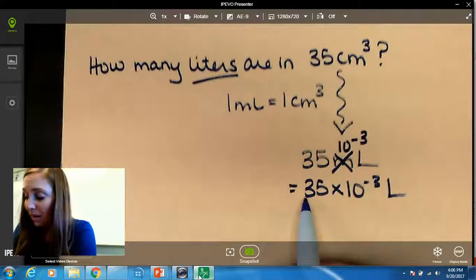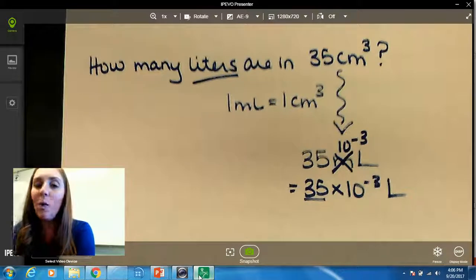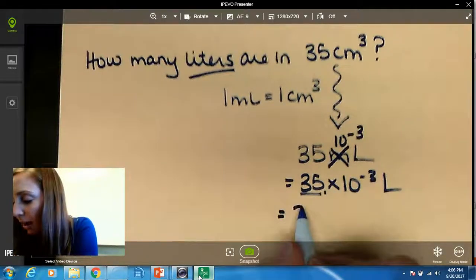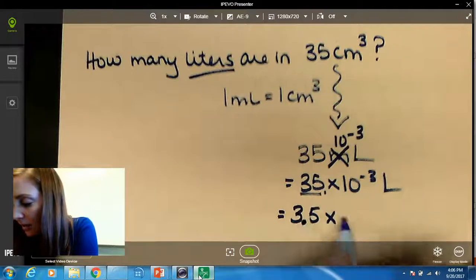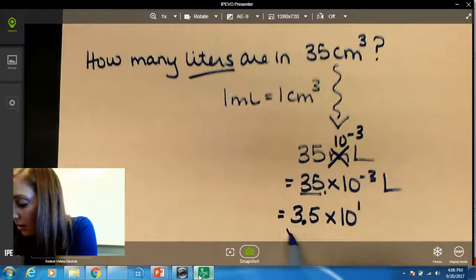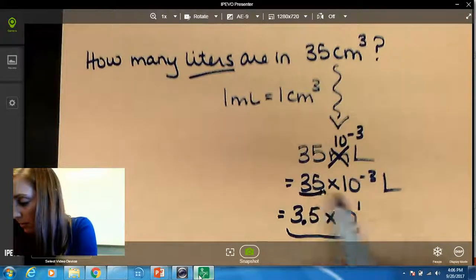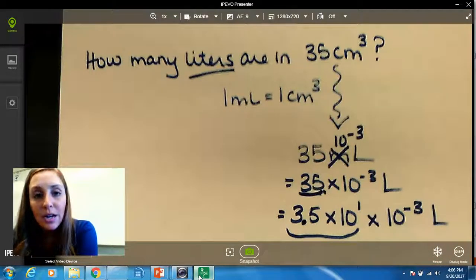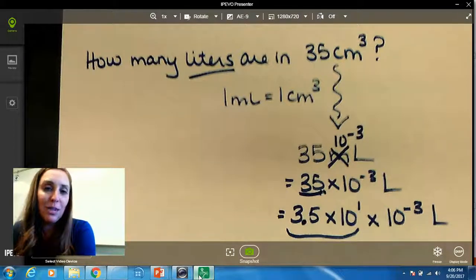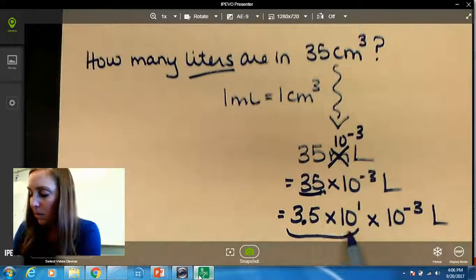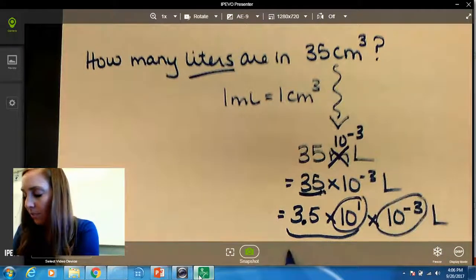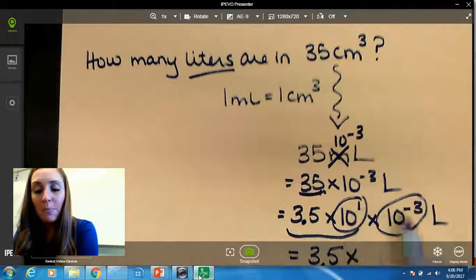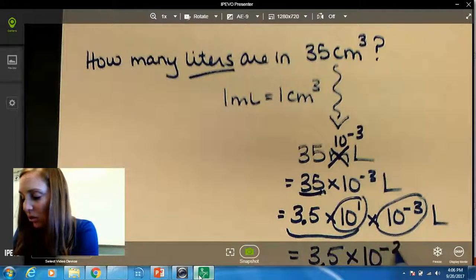This won't work because my number in front is greater than 10. So I can only have one digit to the left of my decimal. So here's my decimal. So the way I work this out is 35 is the same as 3.5 times 10 to the first. This is my 35. So that's this part. I still have my 10 to the negative 3, and I still have liters. When you have two numbers that are multiplied by each other with the same base and raised to exponents, you can add up those exponents. So since I've got 10 to the first and 10 to the negative third, my 3.5 doesn't change, it's times 10 to the first and 1 plus negative 3, 10 to the negative 2 liters.